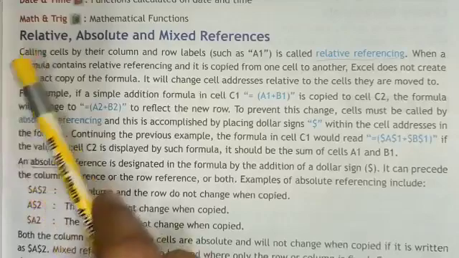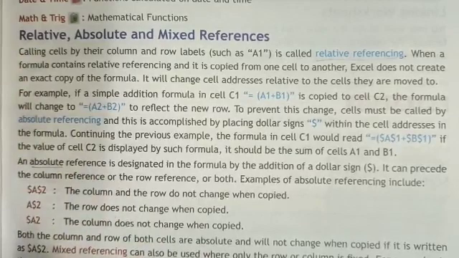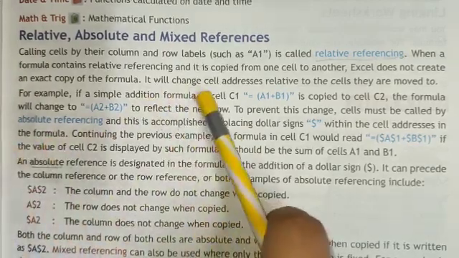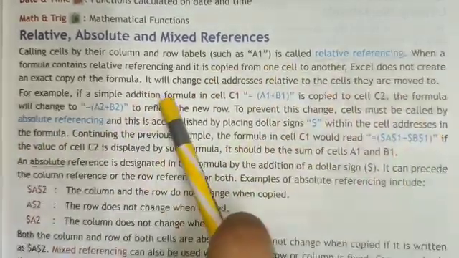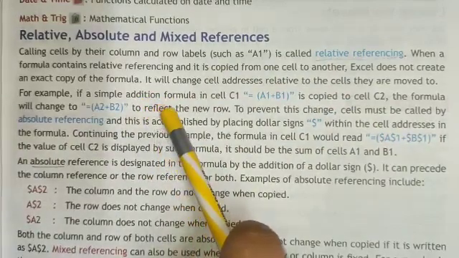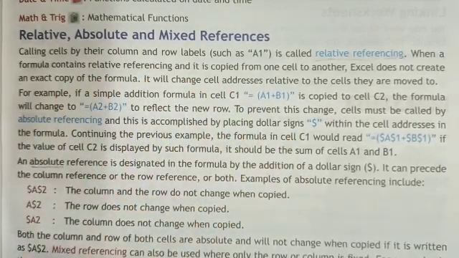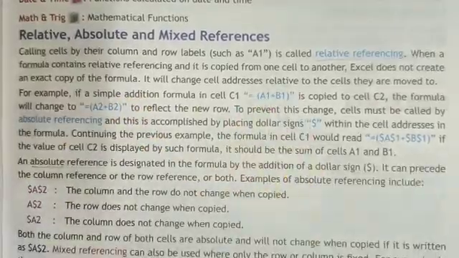It will change the cell addresses relative to the cells they are moved to. When a formula contains relative referencing, Excel will not copy the exact formula. The cell address will get changed in the formula.